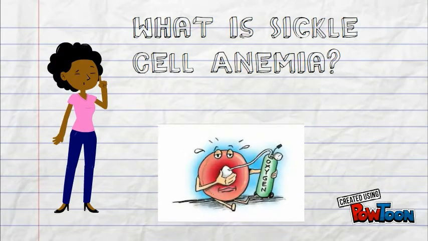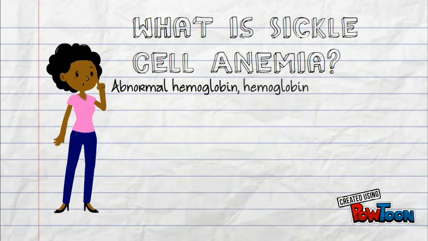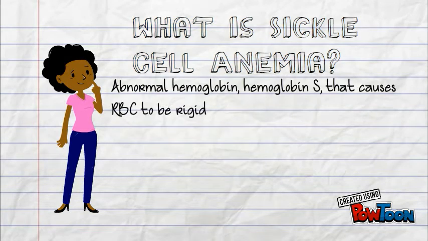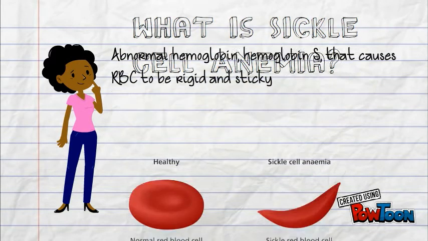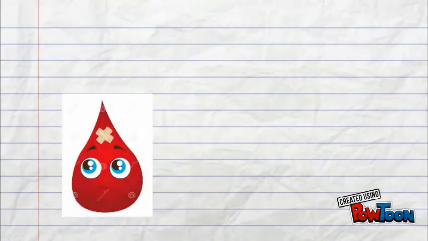SCD is an inherited form of anemia. People with SCD have abnormal hemoglobin known as hemoglobin S, which causes red blood cells to be rigid and sticky, unlike the normal dish-shaped red blood cells. The sickle cells block blood flow in vessels, resulting in tissues not receiving adequate oxygen.